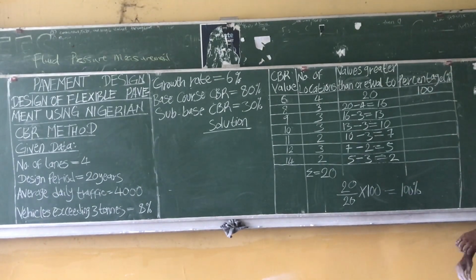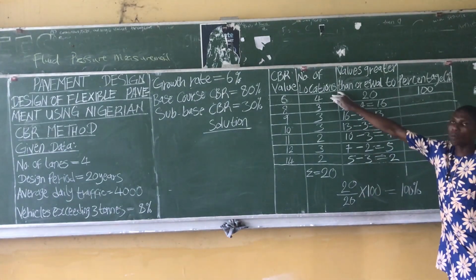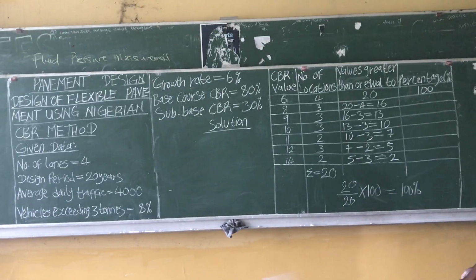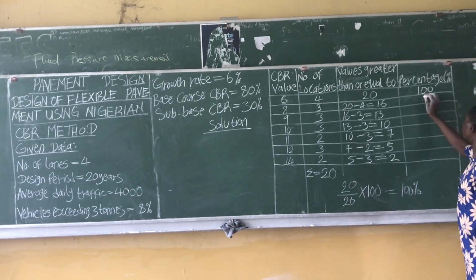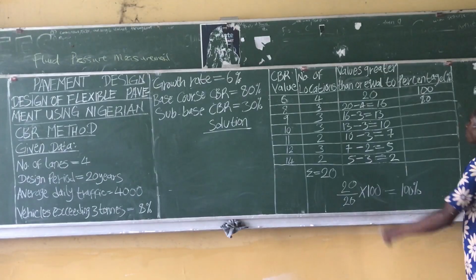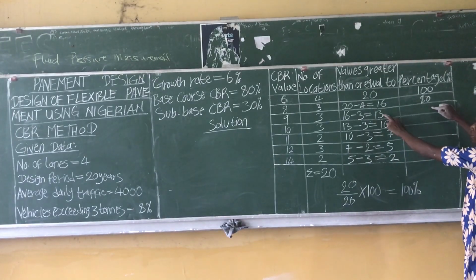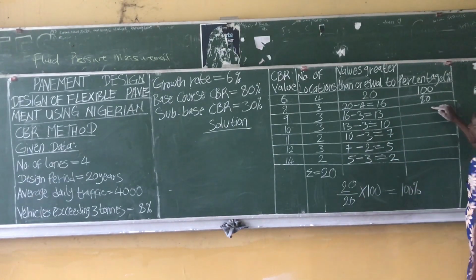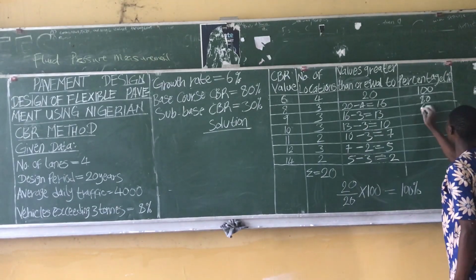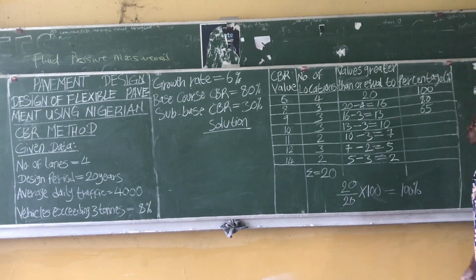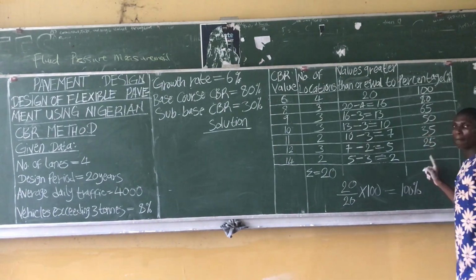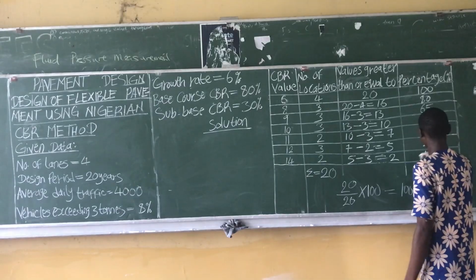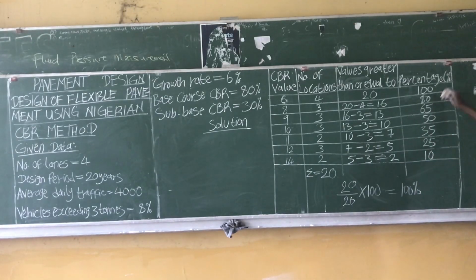For the second row, we have 16 divided by 20, which is the summation of the number of locations, times 100. And that will give us 80%. So for the next row, we have 13 divided by 20 times 100. And that will give us 65. For the next row, using the same concept, compute for the remaining rows. Okay. So after computing for our percentage, we are done with this table.